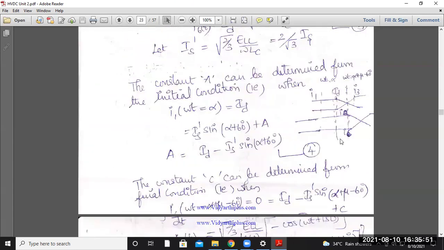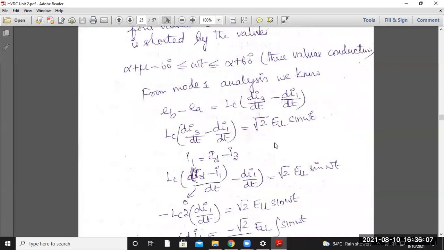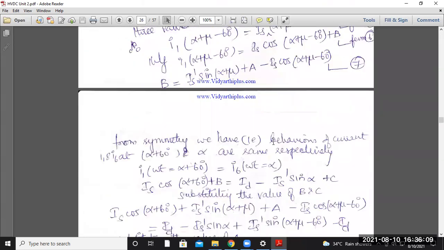Then we have also seen the components of the currents flowing in the initial condition, how this component of the current is flowing. Then the value of A we had found, that is the direct current. That current is given by ID. Then I is the sine of alpha plus 60 degree. Those are the components that we have discussed.